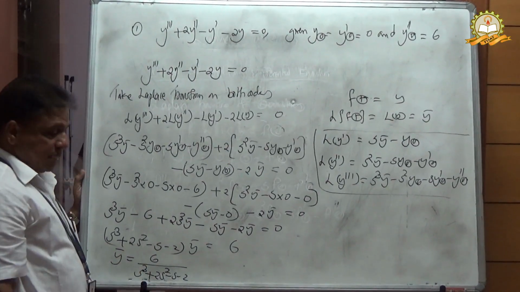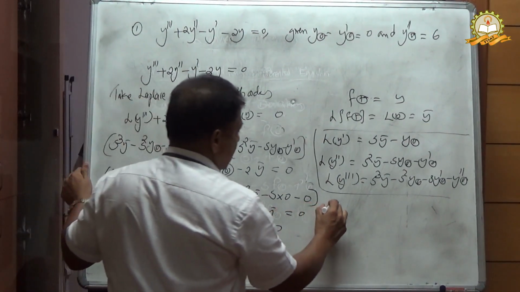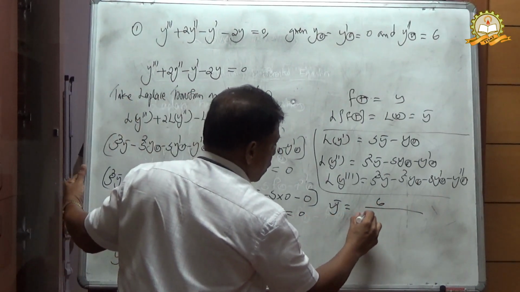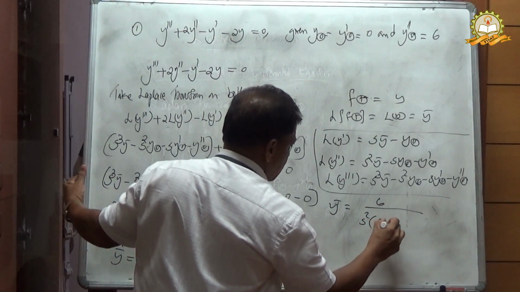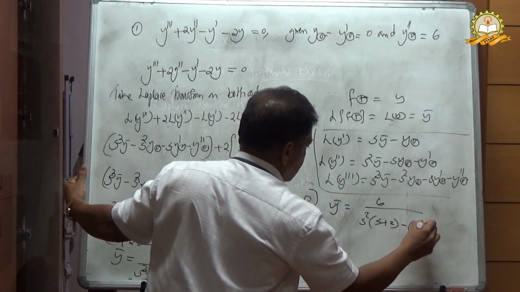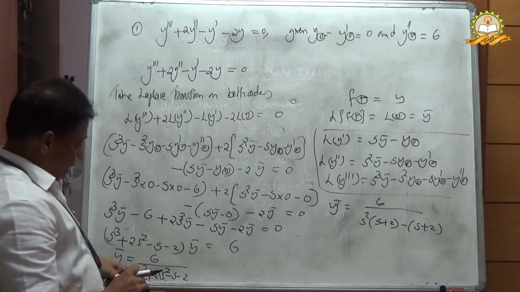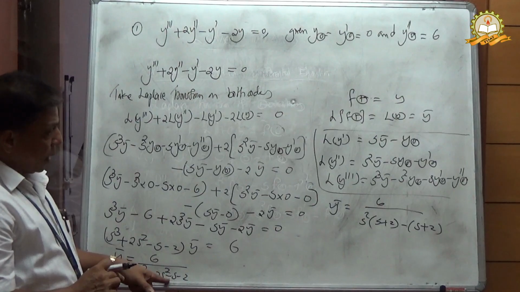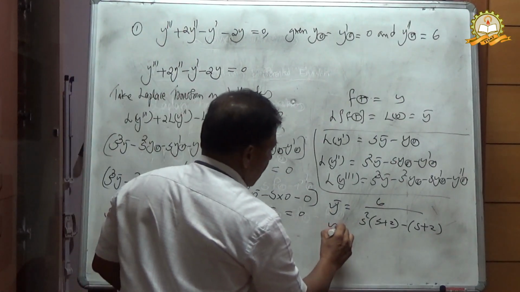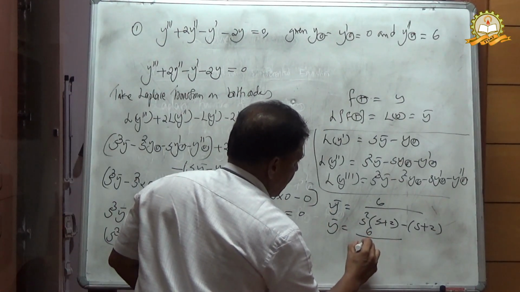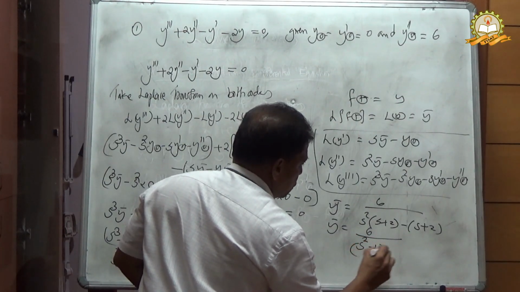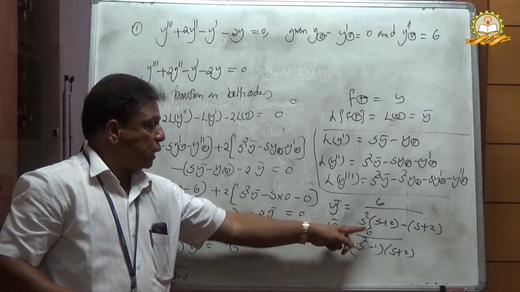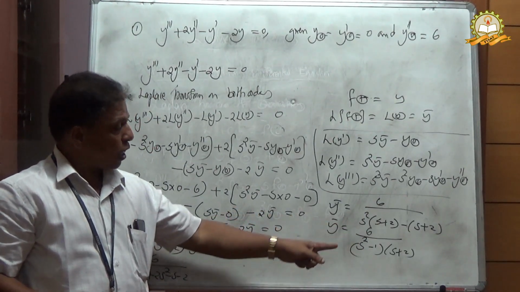S cube plus 2s square minus s minus 2. That is, y bar is equal to 6 divided by this: s cube plus 2s square, taken outside as s square into s plus 2, minus of s plus 2. That is, y bar is equal to 6 divided by s square minus 1 into s plus 2. Then we get a function, numerator is equal to 6 and denominator equal to s square minus 1 into s plus 2.